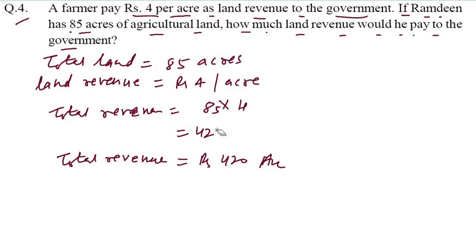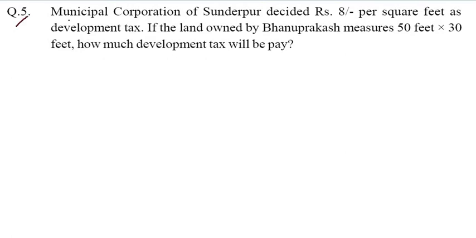Some multiplication is wrong here, so you can correct it. So 4 5s are 20, so carry is 2, so you have to write here 2, and 4 8s are 32, and 2 is 34, so 340 rupees is your answer. Now come to the next one, that is the fifth question.